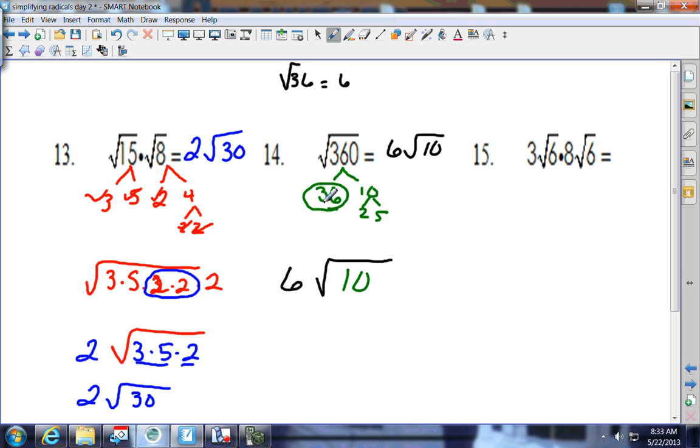Now, even if you didn't see that that was a perfect square right away, you still could break it up like how I did on number 13, and then pull out your pairs and then multiply.